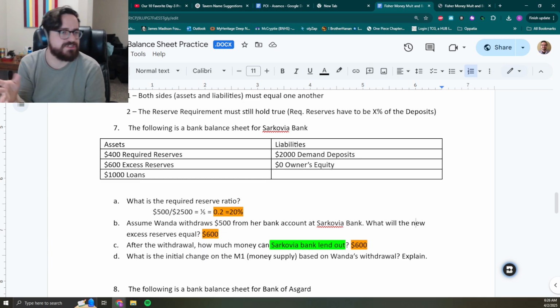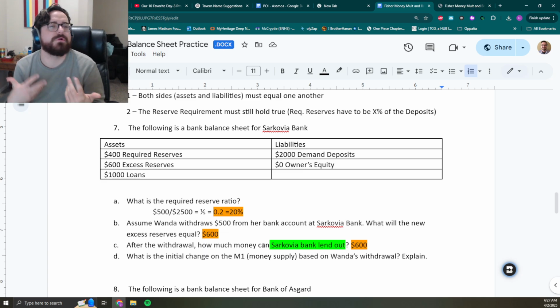It'd be better if the question said initially. I'd always like it if they did. But they don't always phrase things in ways that are easy to understand every single time. They're not always consistent. It's a bit annoying, but I'm trying to prepare you for the worst case scenario. And in this problem, even if it didn't say initially, I would still interpret this as how much money can they lend out? $600.